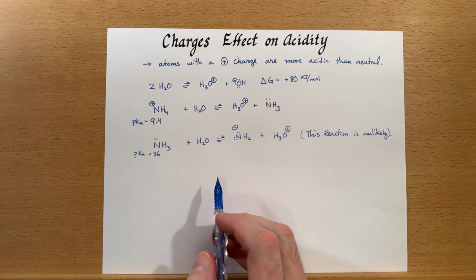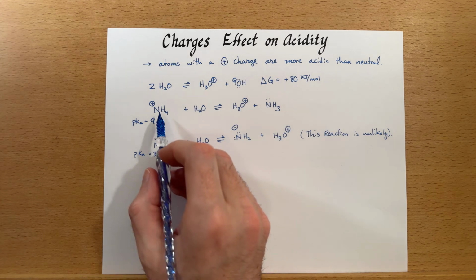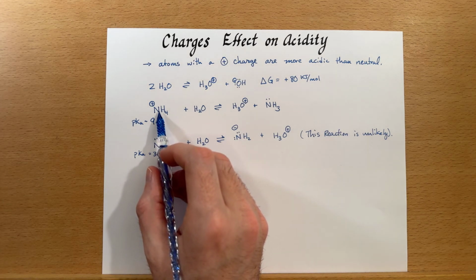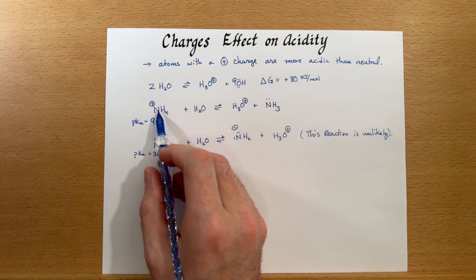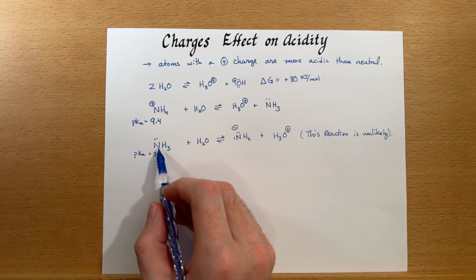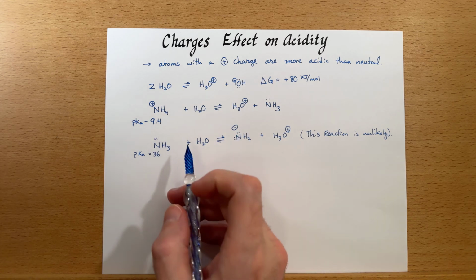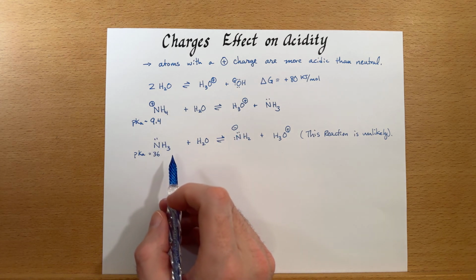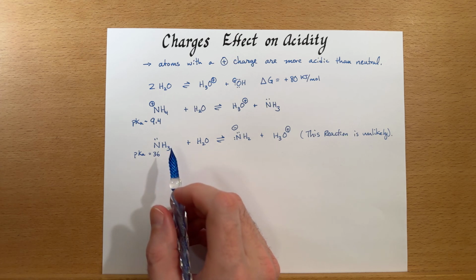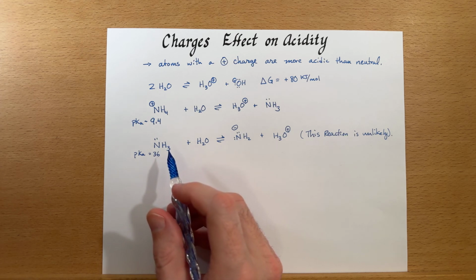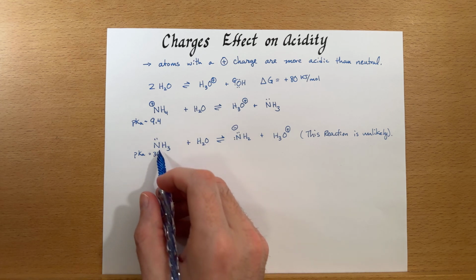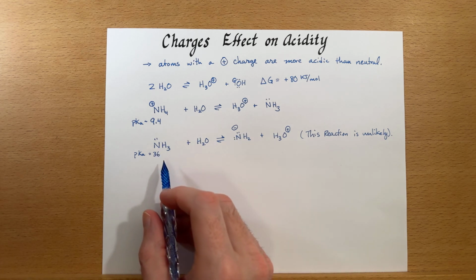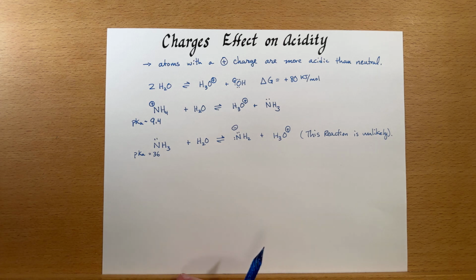All of that is to say that if we have a group that has a positive charge on it and it's protonated, this will be much more acidic than that same group that is uncharged. It's a lot easier to give away an H plus when you're already positively charged than it is to generate an H plus out of a neutral species.